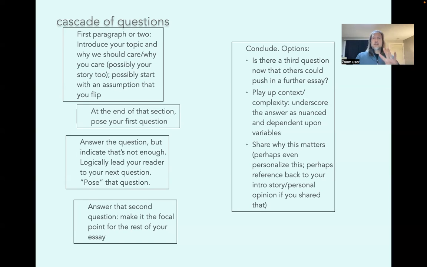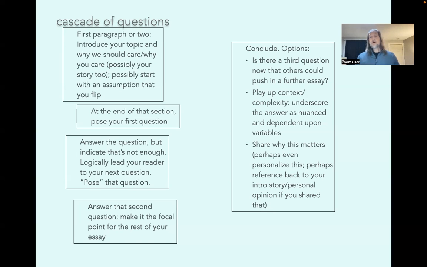In the conclusion, 3 options here. They're only options. Notice that word. And there's my conjuring, if you will, of a couple ideas you could do. So in conclusion, is there a third question now others could push further in the essay? Could you play up number 2, the context, that second bullet, complexity, more nuance, underscore that the answer is dependent on variables given a situation. You can go one way or the other, maybe thinking out loud about context.